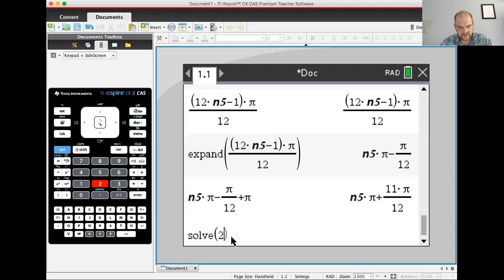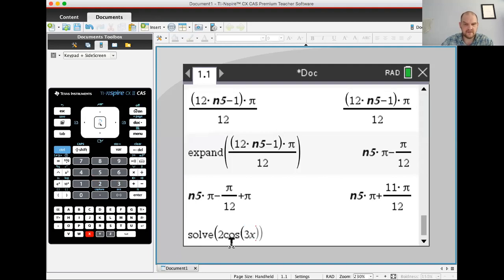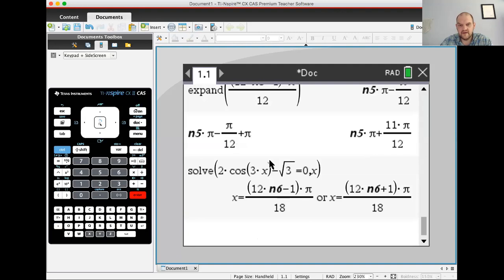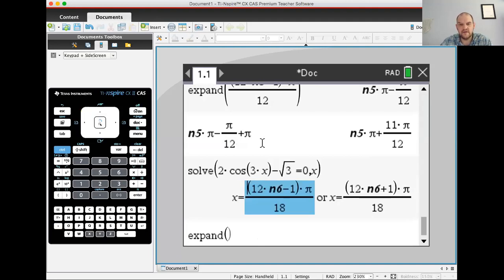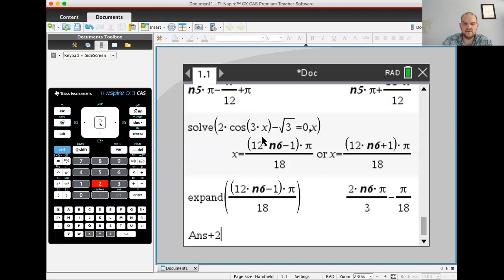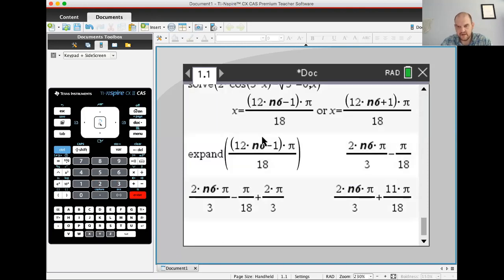I think this will solve correctly. So cosine of 3x. When I say that, I'm not basing it on anything really. It's a famous angle, so why would it not work? Here we go. And again, with the negatives, so pi over 18, you can just see. The other one, I'm going to expand and then add 2 pi over 3 to see if it matches ours. 2 pi over 3, which is the period, gives us 11 pi over 18, which is what we got. So we nailed it.